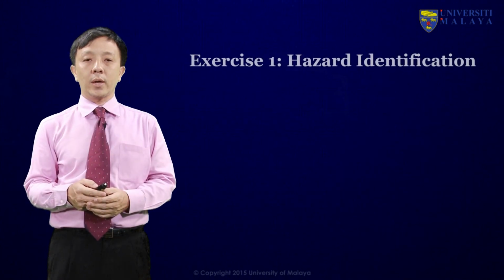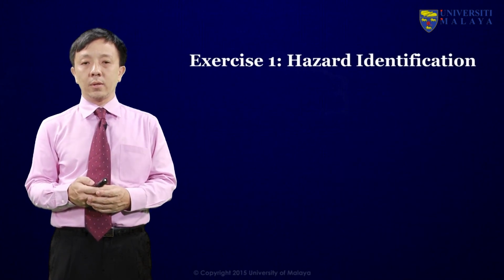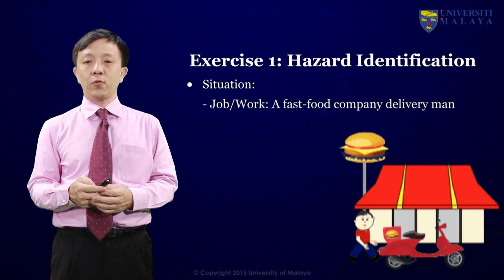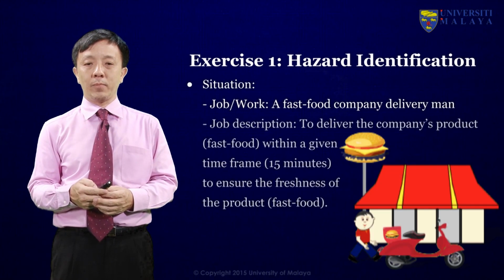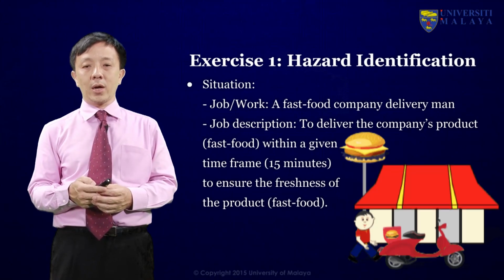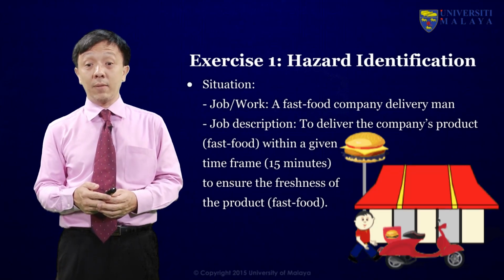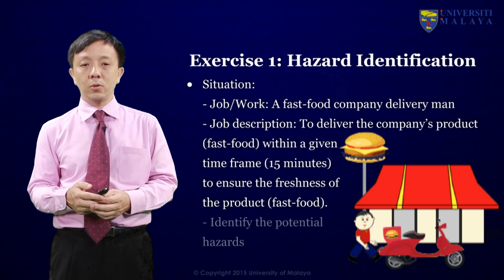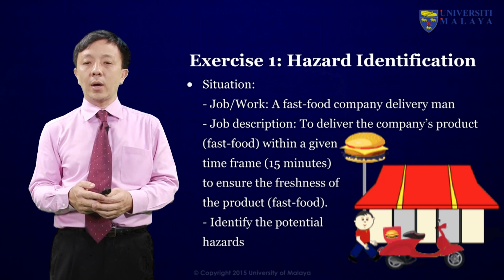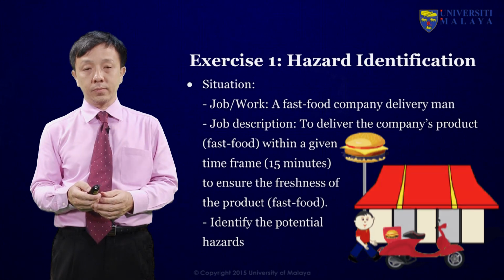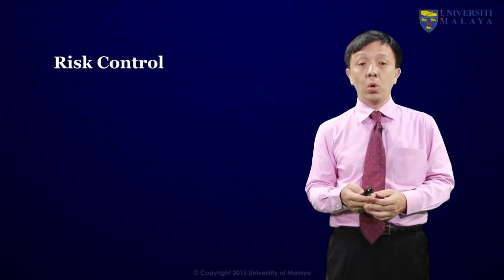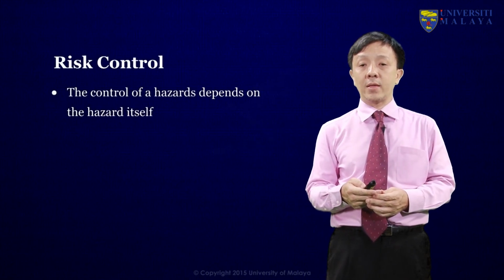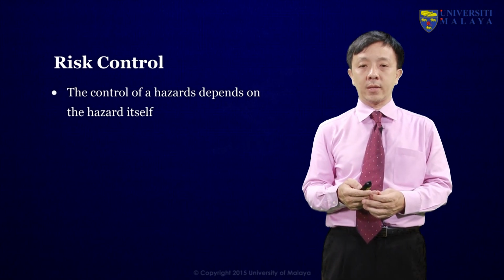Exercise 1, we will look at hazard identification. The situation is a fast food company delivery man. Job description: to deliver the company's product, fast food, within a given time frame, 15 minutes, to ensure freshness of the product. So your exercise is to identify the potential hazard. After identification of the hazard, we can continue to look at risk control. The control of a hazard depends on the hazard itself.